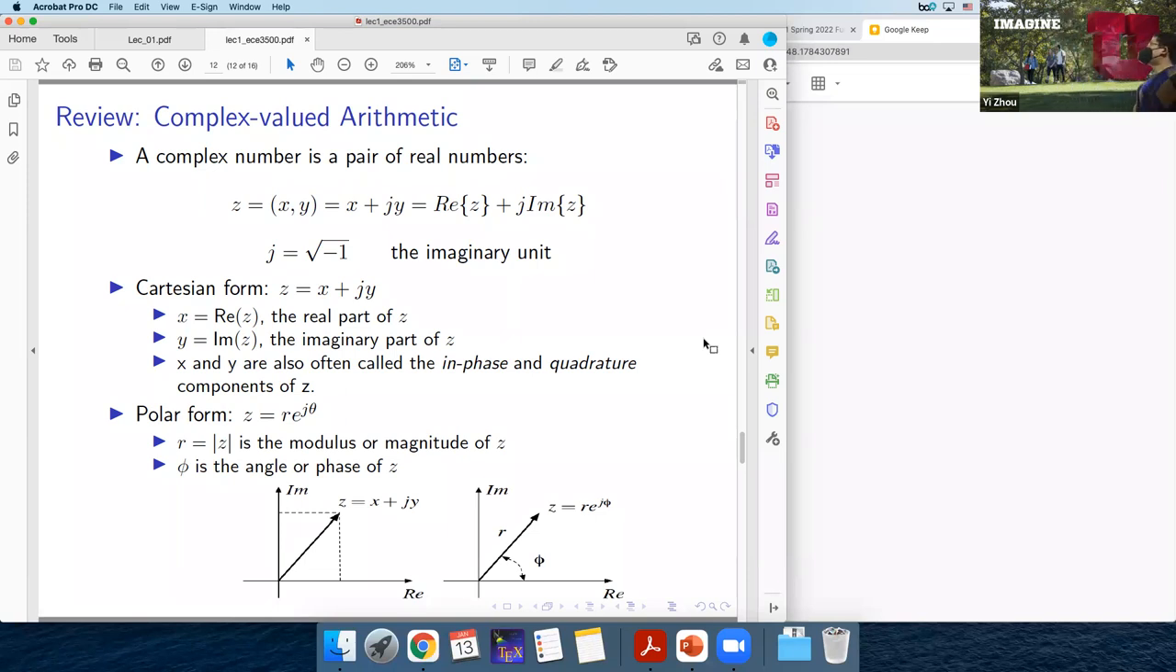Before going into this part, I want to ask a general question. How many of you are very familiar with complex numbers and all these properties? Okay. How about the students over Zoom? Are you familiar with the concept of complex numbers? You can type your answer in the chat box.